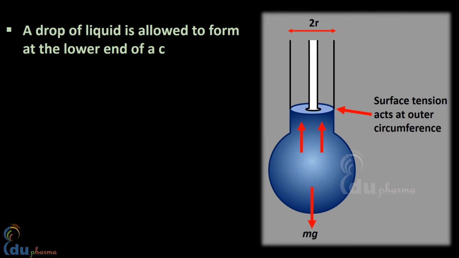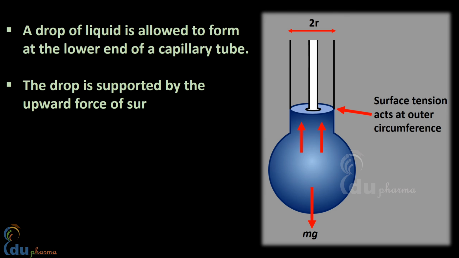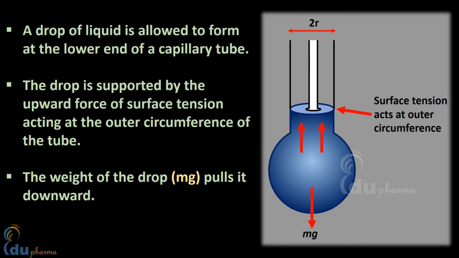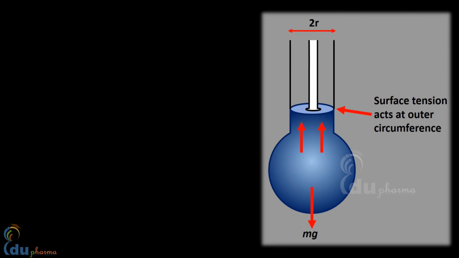Let's understand the principle involved in this method. A drop is allowed to form at the lower end of a capillary tube as shown in the figure. The drop is supported by the upward force of surface tension acting at the outer circumference of the tube. The weight of the drop, that is mg, pulls it downwards. Here the upward force is due to surface tension of the liquid and the downward force is due to the mass of the liquid drop. When the two forces are balanced, the drop breaks.